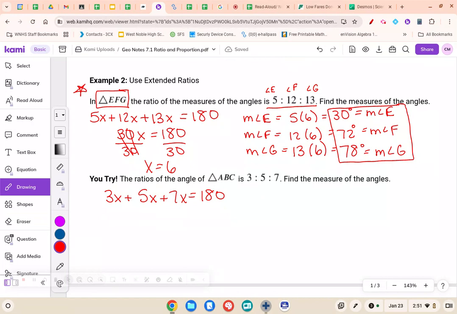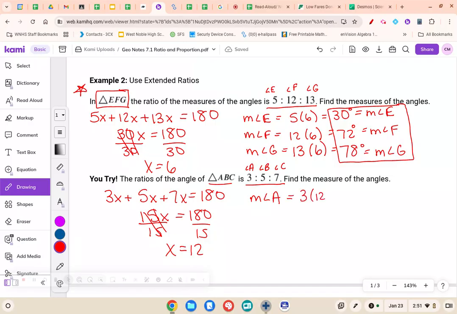So you set up your little equation, 3x plus 5x plus 7x equals 180. Combine like terms. And you get that x is 12. Once again, the order of this usually, if not always, matches the order of our ratio. So we have angle A, angle B, angle C. So I'm going to find the measure of angle A.